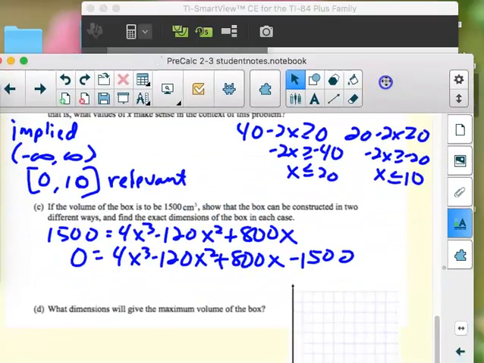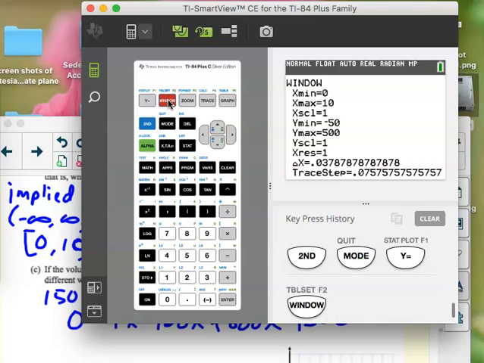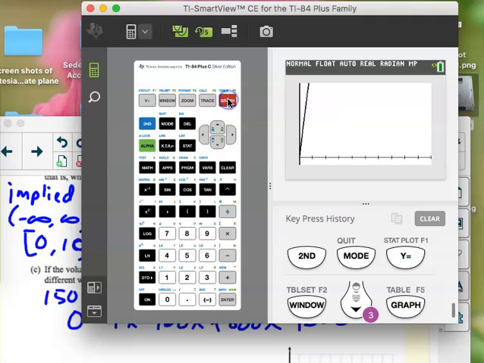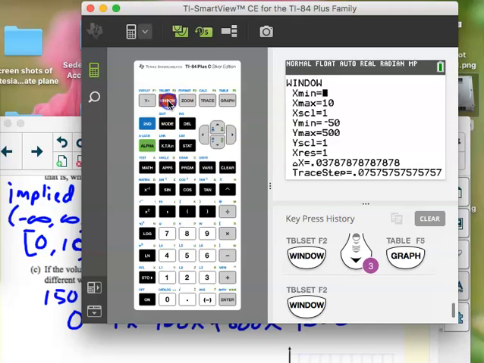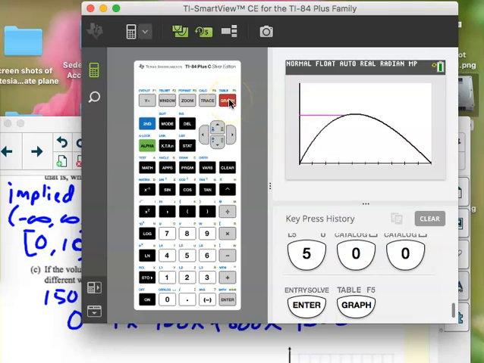All right, so I have those two in, and I go to my window, I still have the 0 to 10 in there. Maybe I'll get lucky and the negative 50 to 500 will still work with this one. I'll hit graph. Well, I can't see way up there where I need to see because I needed to see my 1500. So let me try 2500 to make sure I can see enough. And it appears, again, there are two spots where this will happen.